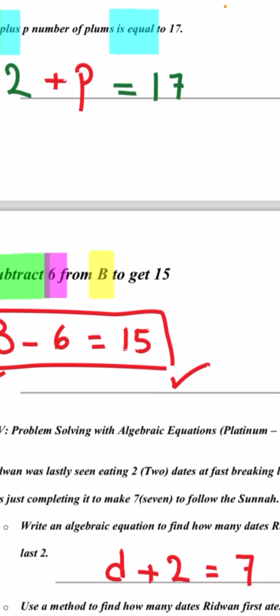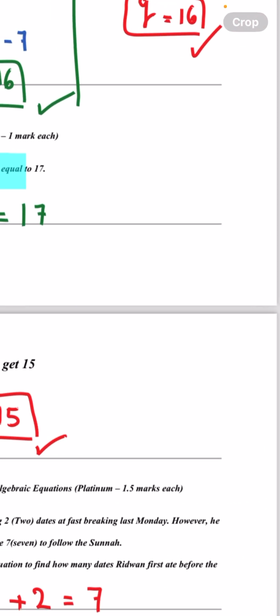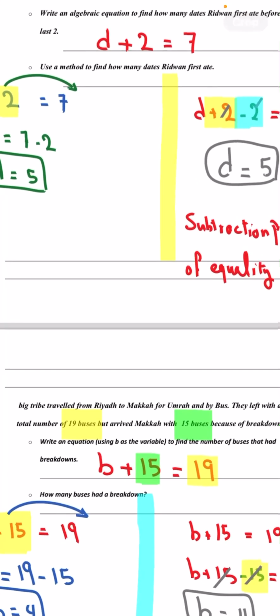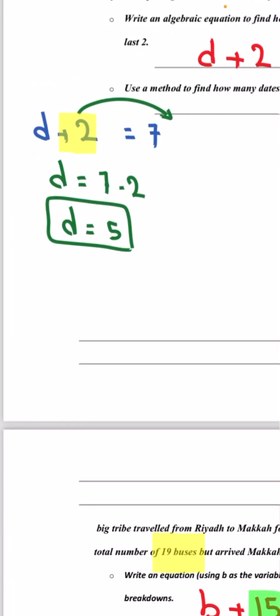So now d plus 2, d is the variable, the unknown value. D plus 2 equals 7. Now to solve this addition equation, we put d plus 2 equals 7. We minus 2 from 7 because it's an addition equation.